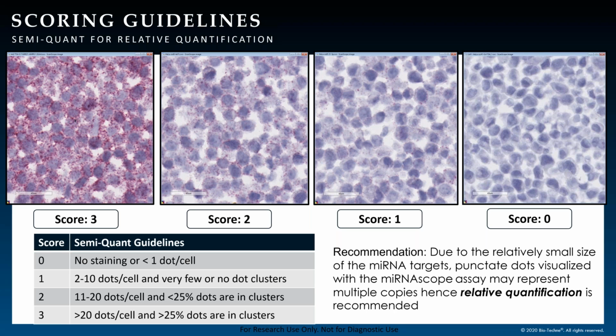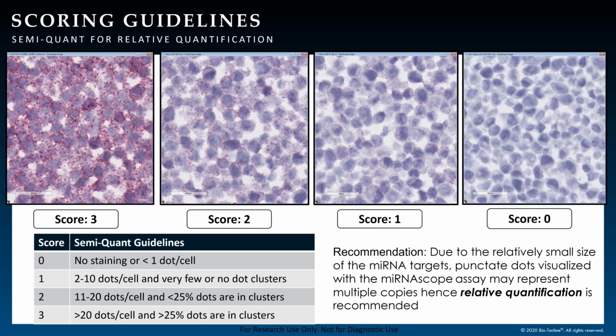As shown from the left, if your target is highly expressed, such as with 20 dots or more per cell, then we recommend a score of 3. Whereas if your target is moderately expressed with 11 to 20 dots per cell, a score of 2 is assigned. For lower target signal detected, such as 2 to 10 dots per cell, a score of 1 is assigned. Lastly, a score of 0 is assigned if there is no staining or less than 1 dot per cell observed.